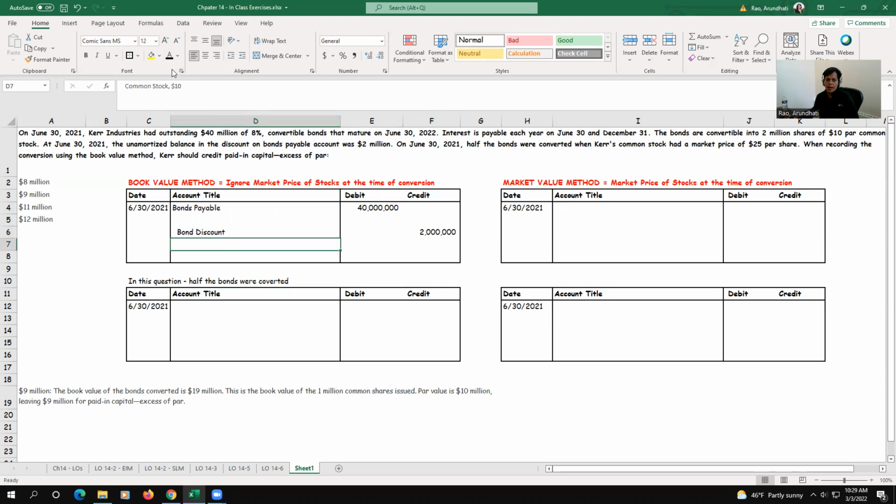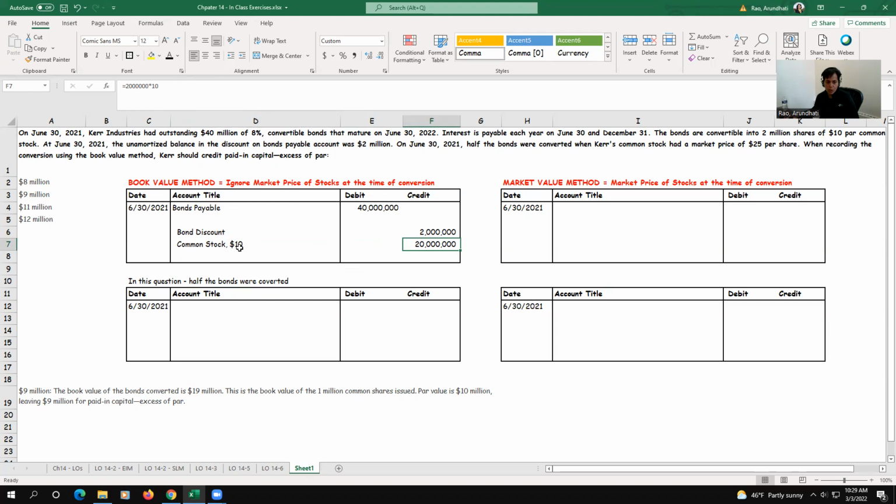And I have common stock, $10 par. I'm issuing 2 million shares, $10 par, 2 million times 10, which is $20 million. In the book value method, I ignore the market price of the stocks at the time of conversion. So it's $25 per share, I ignore that number. So I have all the information I need over here.